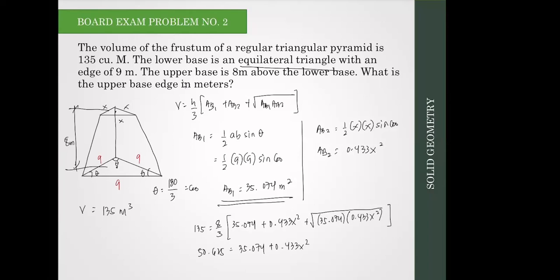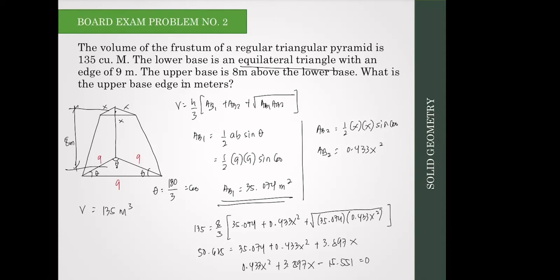And then yung nasa loob ng square root, 35.074 times 0.433 and square root natin yon. That will be plus 3.897 x lang kasi lumabas siya ng square root natin. So pag simplify natin to, this will be 0.433 x squared plus 3.897 x minus 50.625. So pag tinransposa natin magiging negative yon plus 35.074. Okay. So negative 15.551 is equals to 0.